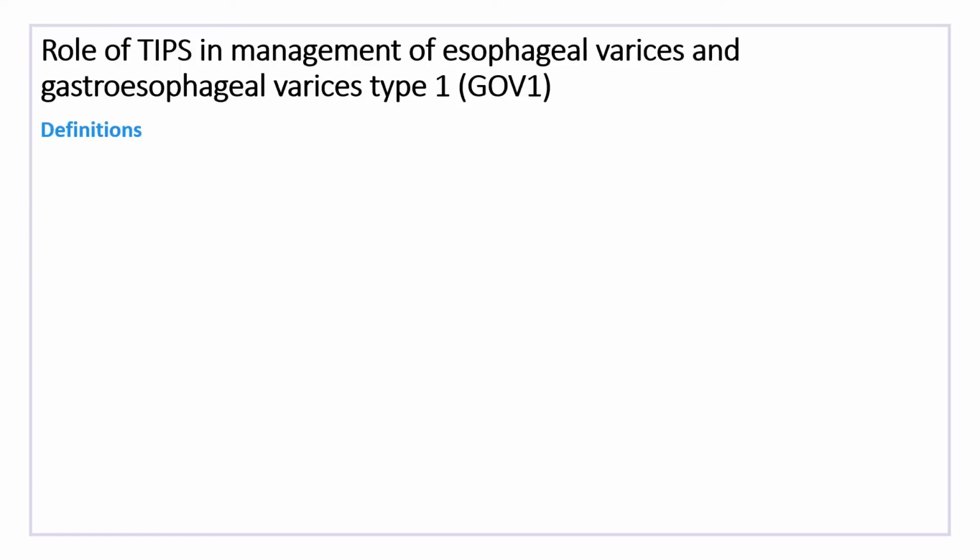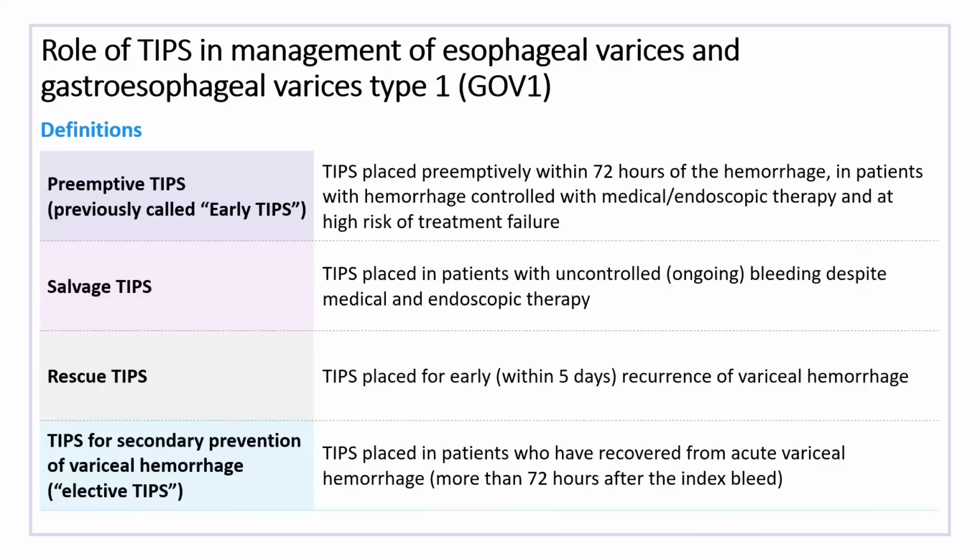Firstly, I want to go over the TIPS jargon now, which you will come across everywhere, wherever there is conversation about TIPS and variceal hemorrhage. So first, we have preemptive TIPS, referred to as early TIPS also. Now, this is a TIPS that is placed preemptively within 72 hours of the hemorrhage in patients in whom hemorrhage has been controlled with medical and endoscopic therapy.